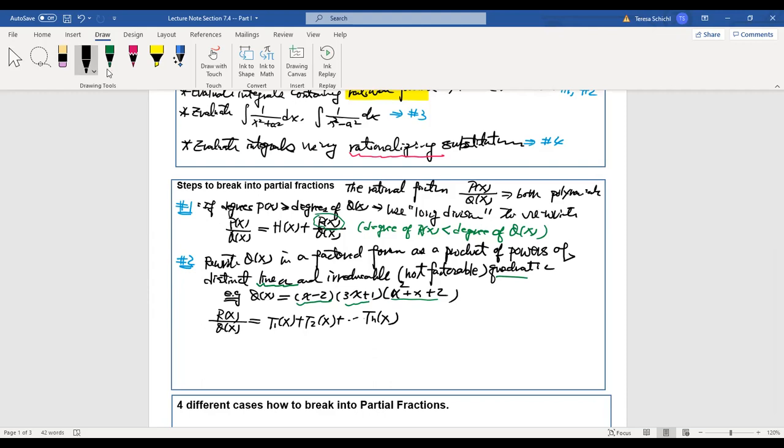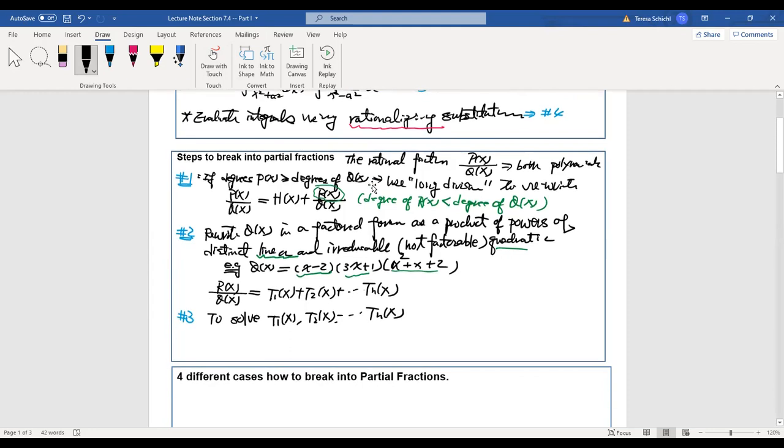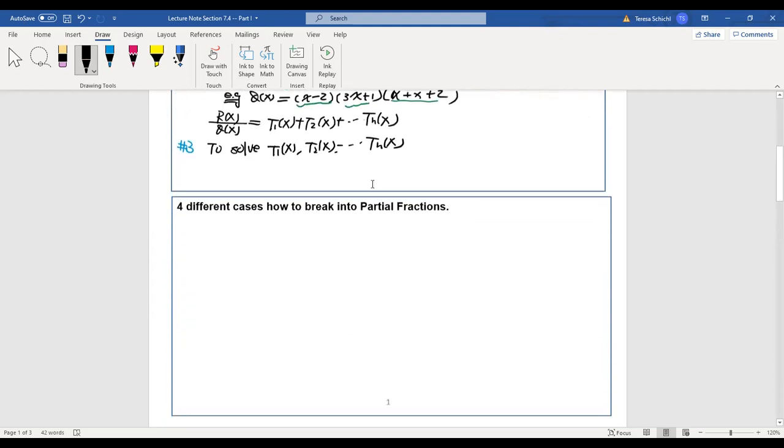Then the last step here, step number 3, is that we are going to solve for T1, T2, and the Tn's. Okay, so that is the step, and we're going to take a look at some problems so we'll be able to follow this step. In here we have 4 different cases we can use to break it.